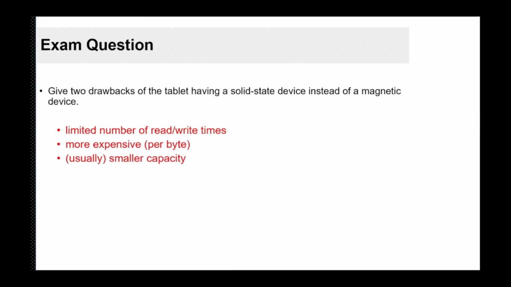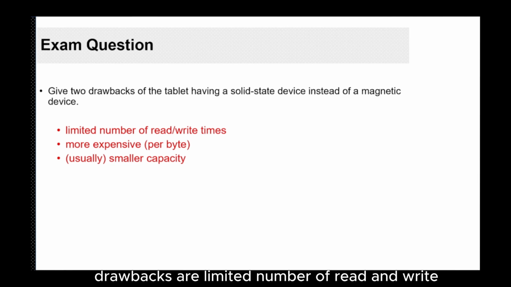Next question. Give two drawbacks of the tablet having a solid state device instead of magnetic. Drawbacks are a limited number of read and write cycles, more expensive per byte, and smaller capacity.